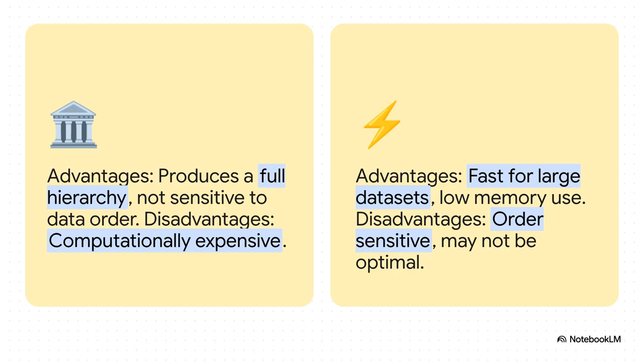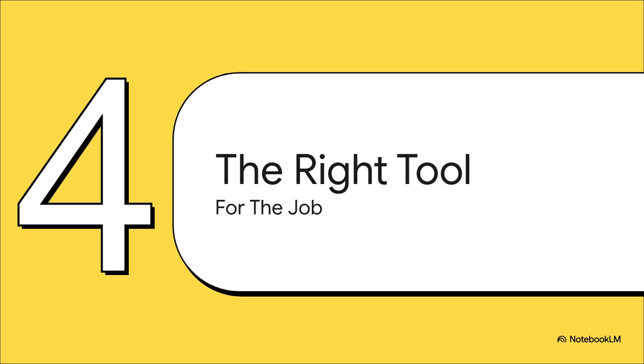The sorter, on the other hand, is built for speed, pure and simple. It's fantastic for huge streaming data sets because it barely uses any memory. But its major weakness? The final clusters you get can change, sometimes dramatically, just depending on the order the data happens to arrive in. So, what's the big question? Which one is better? Well, the answer, as it so often is in this field, is it completely depends on what you're actually trying to do.